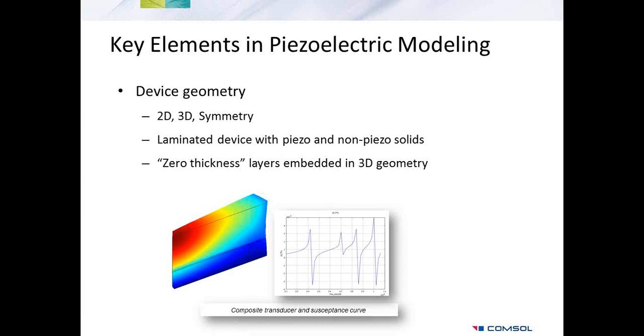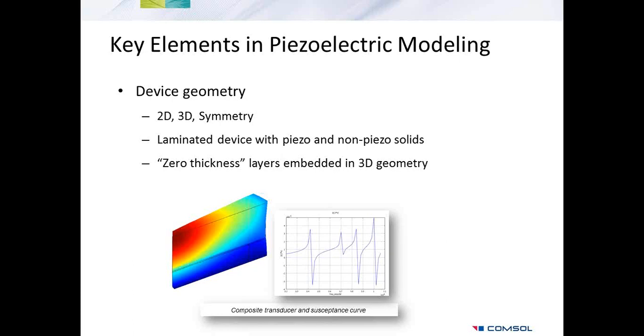If the device has an axis of symmetry, then you can also model it as a 2D axisymmetry problem where COMSOL will automatically recast the relevant equations in the cylindrical coordinate system. Sometimes it could also be useful to apply symmetry to a 3D model and represent only a chunk of the actual 3D geometry. This is shown in the picture of the composite transducer on this slide. It is also important to identify the piezoelectric as well as the non-piezoelectric solid materials in the device. COMSOL allows you to model such a mix of materials quite easily.